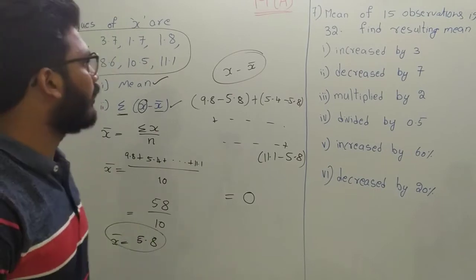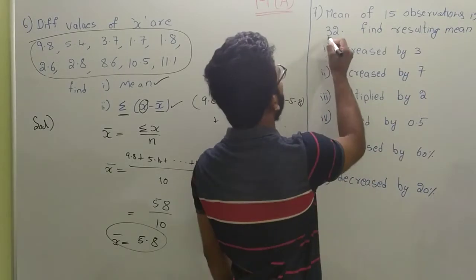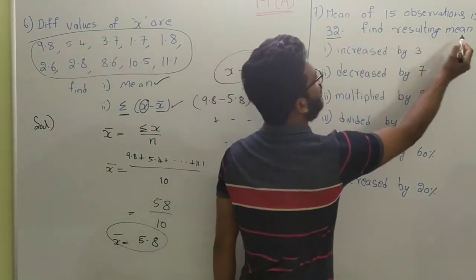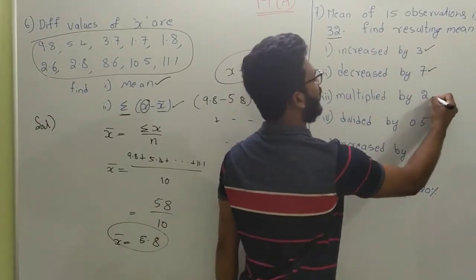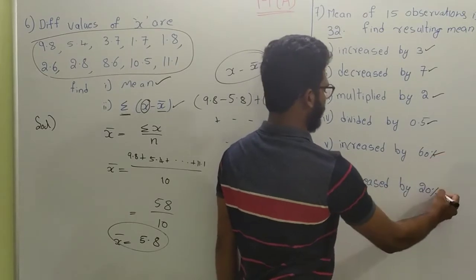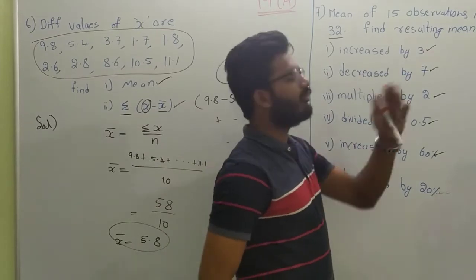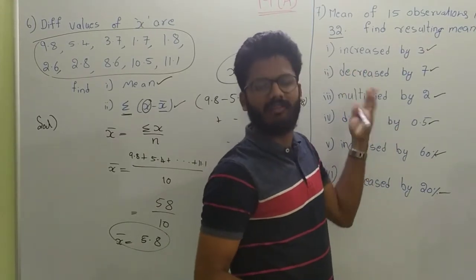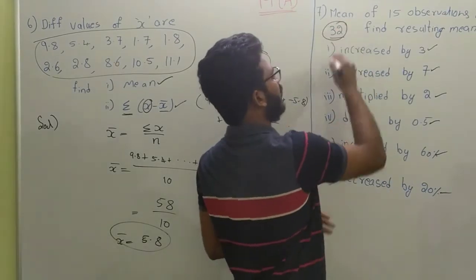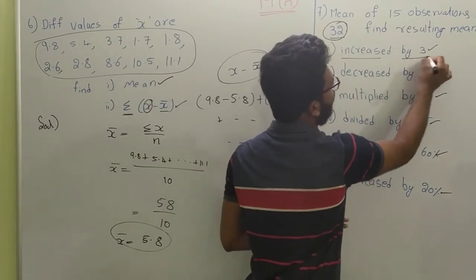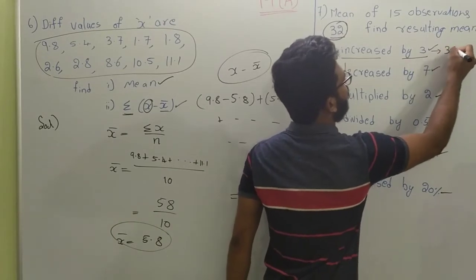Clear? Next problem. What do they give? See here. Mean of 15 observations is 32. Find the resulting mean if each observation is increased by 3, decreased by 7, multiplied by 2, divided by 0.5. Here you have to use properties. If each and every observation is increased, multiplied or divided, the mean also will change the same way. They give the actual mean. If each observation is increased by 3, the mean is also increased by 3. So 32 plus 3 is 35.